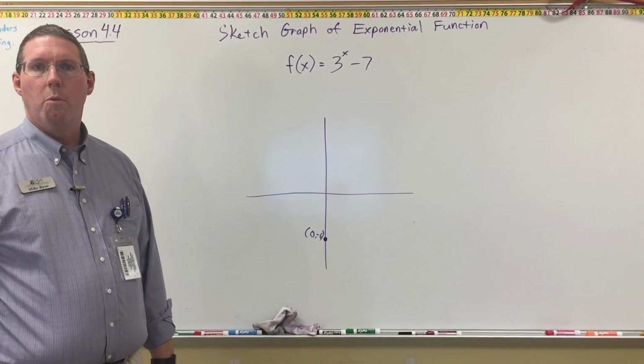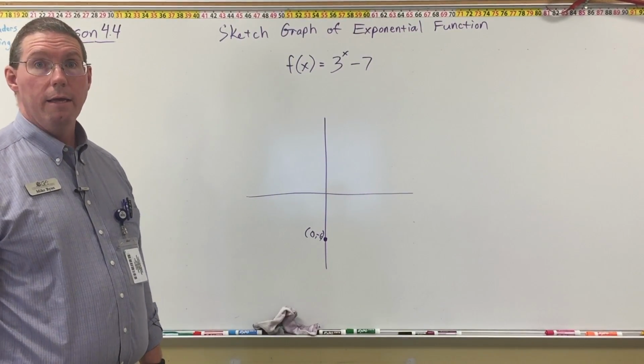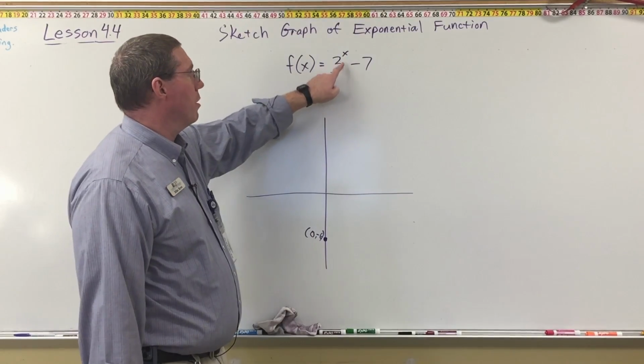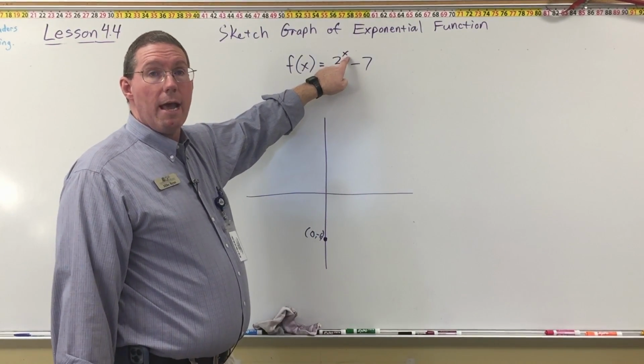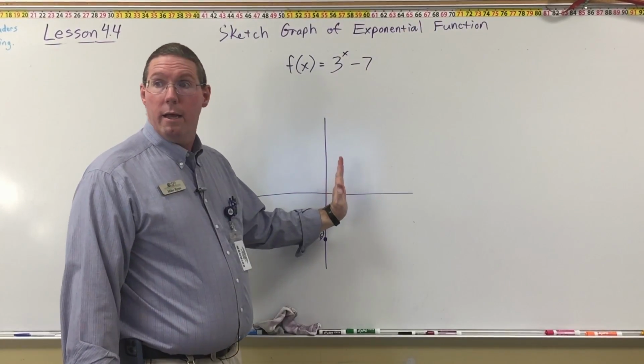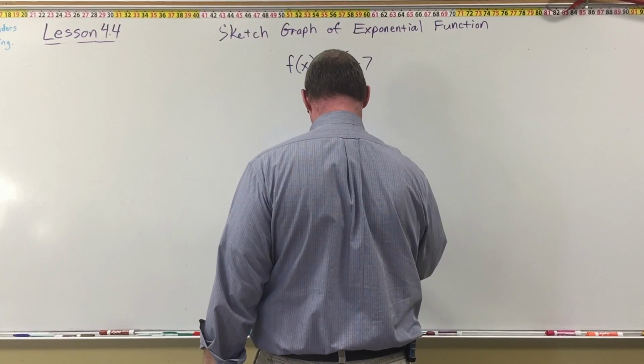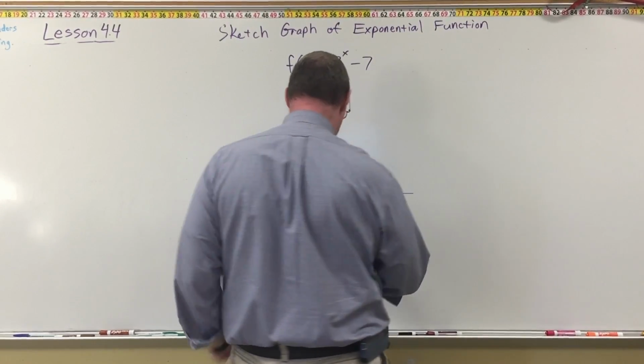What's the step 2? Plot the 1, right? Okay. So if I put a 1 in here, what's 3 to the first power? 3. And what's 3 minus 7? Negative 4. So I'm going to 1 and then down negative 4, right? So it'll be like maybe right here. Does that look okay, guys?